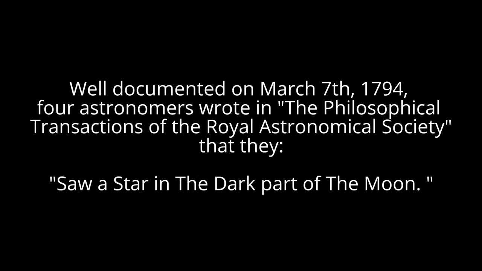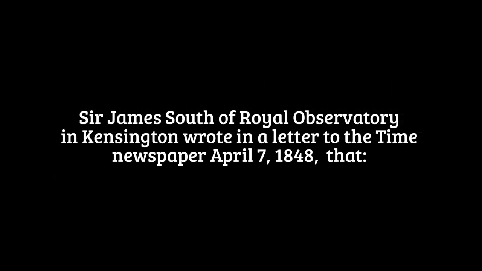Well documented on March 7, 1794, four astronomers wrote in the Philosophical Transactions of the Royal Astronomical Society that they saw a star in the dark part of the moon. Sir James South of the Royal Observatory in Kensington wrote in a letter to the Times newspaper April 7, 1848 that the star, instead of disappearing the moment the moon's edge came in contact with it, apparently glided on the moon's dark face as if it had been seen through a transparent moon.